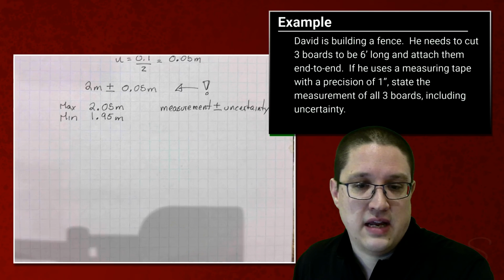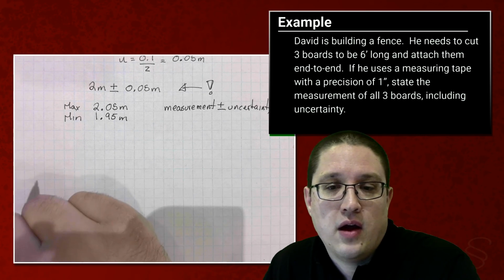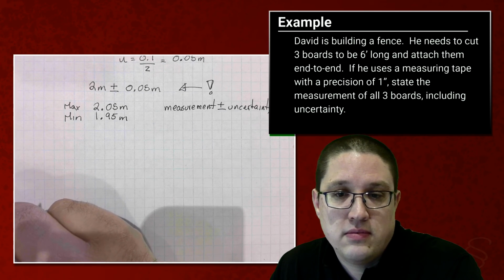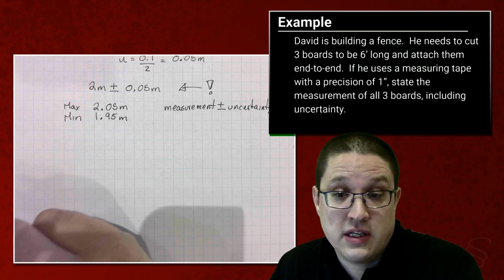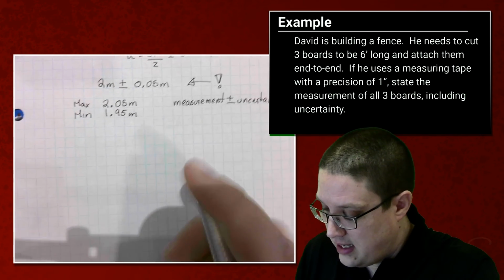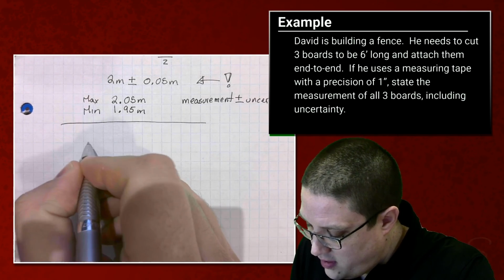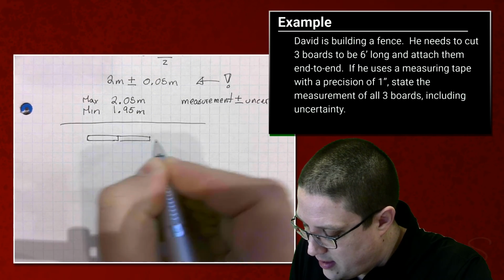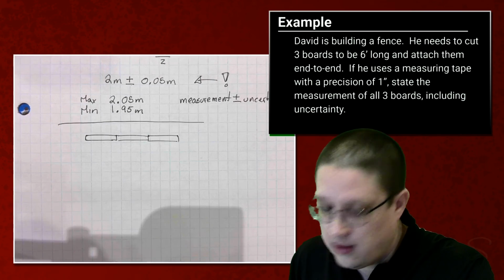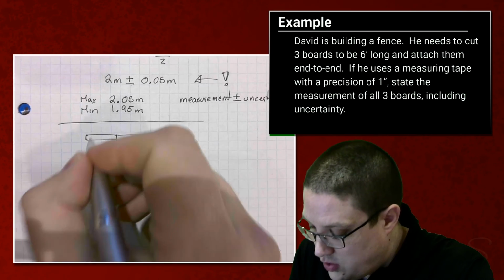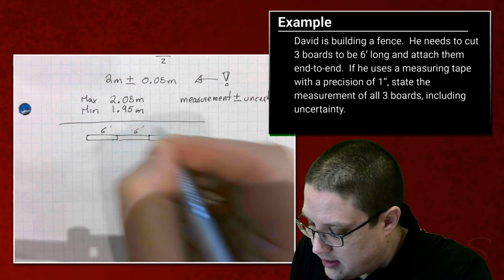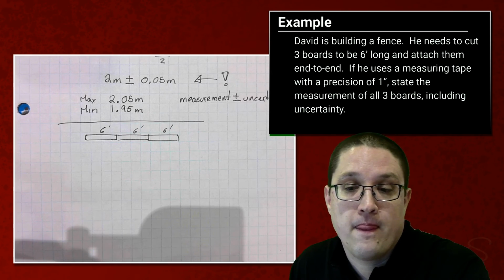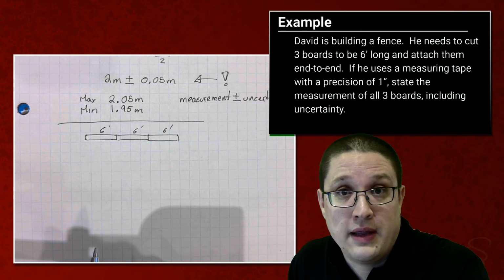Let's say that David is building a fence. He has 3 boards. He needs them to be 6 feet long, and he's attaching them end to end. So if I draw these out here, he's got 3 boards, attaching them end to end like that. Each one is supposed to be 6 feet long. So what is the total length supposed to be?